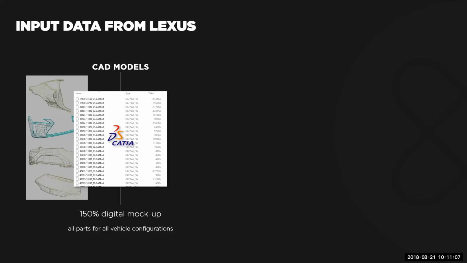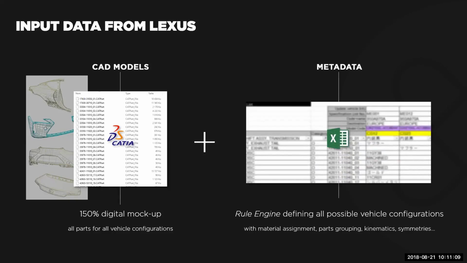Now, the rules that say which parts should be included for one specific vehicle configuration are combined in one big Excel sheet that you see there. And it's being used as a rule engine. So basically, by reading this tab, you get all the necessary information to create one vehicle configuration.